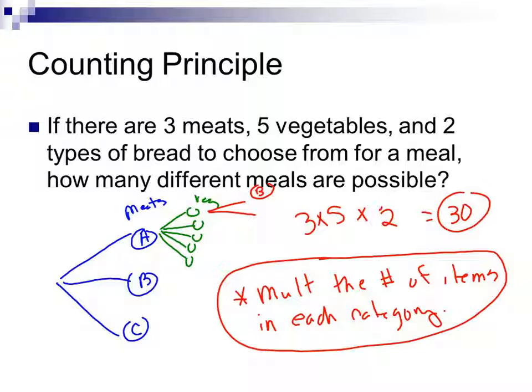All you do in this situation is multiply the number of possible meats times the number of possible vegetables times the number of possible breads, and you get 30 different combinations. You could set up a chart like they started to draw on this slide. You have meats, either A, B, or C. For each meat, you have 5 different vegetables in green, and for each vegetable, you have 2 different breads. That's why you multiply them all together. So you can do a tree diagram or just multiply the number of each item.